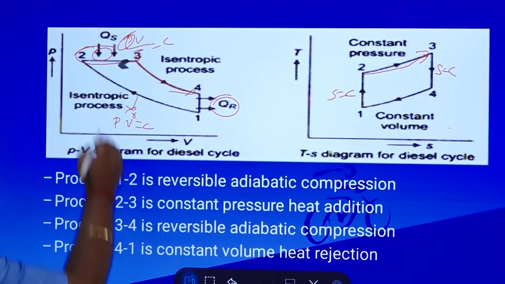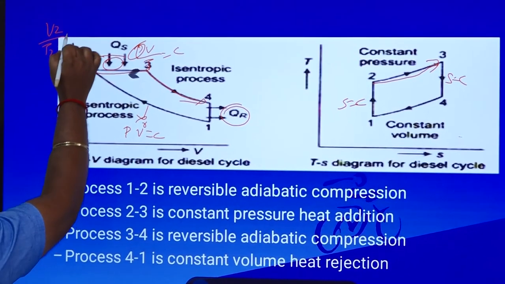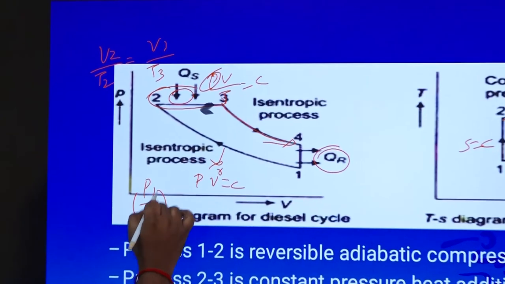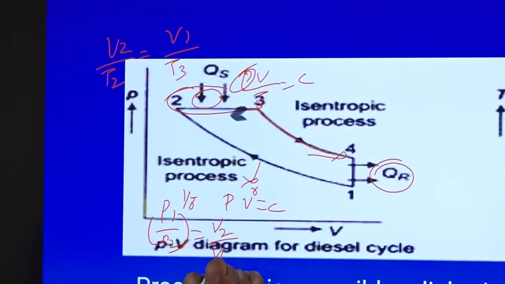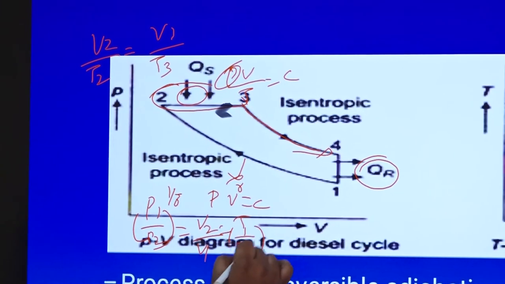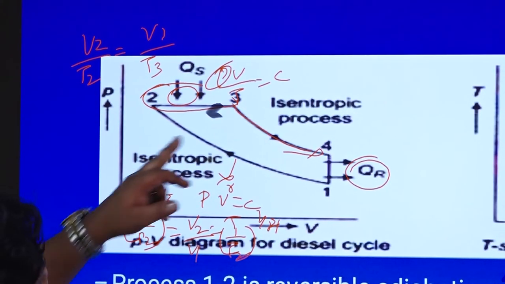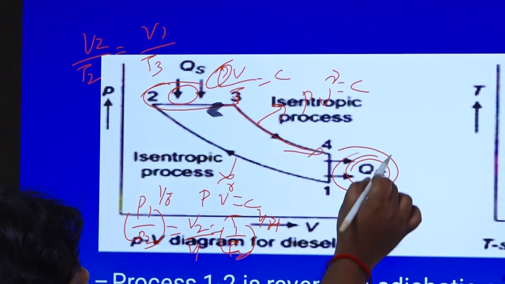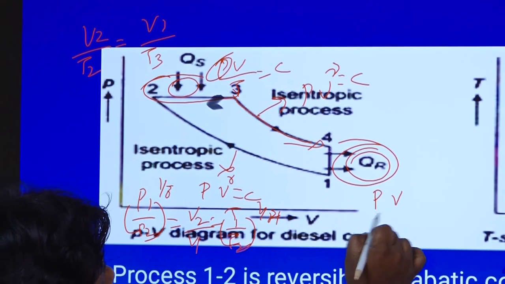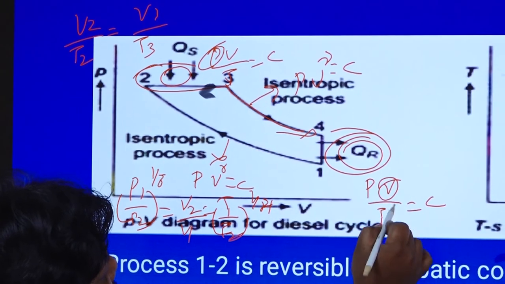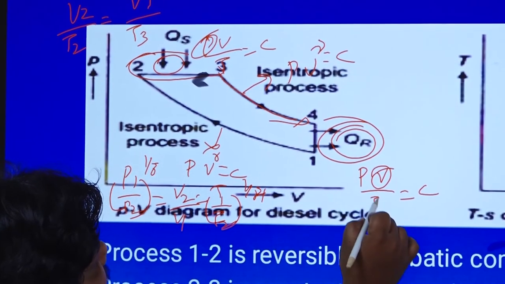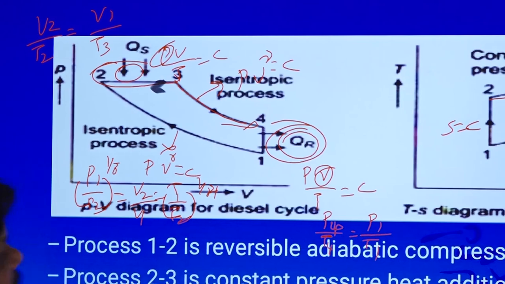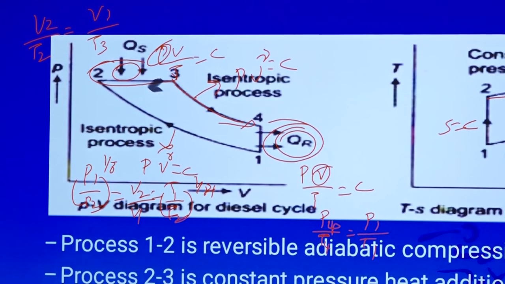So at 2 to 3, you will get V2 by T2 is equal to V3 by T3. Here you will get P1 by P2 whole power 1 by gamma is equal to V2 by V1, that is equal to T1 by T2 whole power 1 by gamma minus 1. And in this process, the same, PV power gamma is equal to constant. Here you can see that it is a constant volume process, PV by T is equal to constant, so volume is constant here. So P4 by T4 is equal to P1 by T1. These are the PVT relations for this diesel cycle.